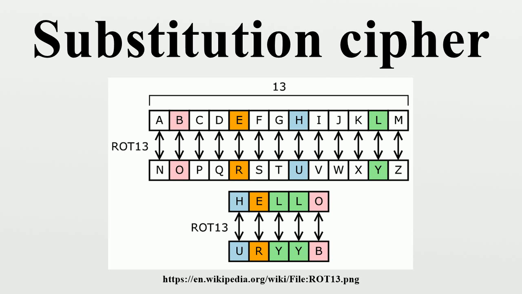Several other practical polygraphics were introduced in 1901 by Felix Delastelle, including the bifid and four-square ciphers and the trifid cipher. The Hill Cipher, invented in 1929 by Lester S. Hill, is a polygraphic substitution which can combine much larger groups of letters simultaneously using linear algebra. Each letter is treated as a digit in base 26: A equals 0, B equals 1, and so on.